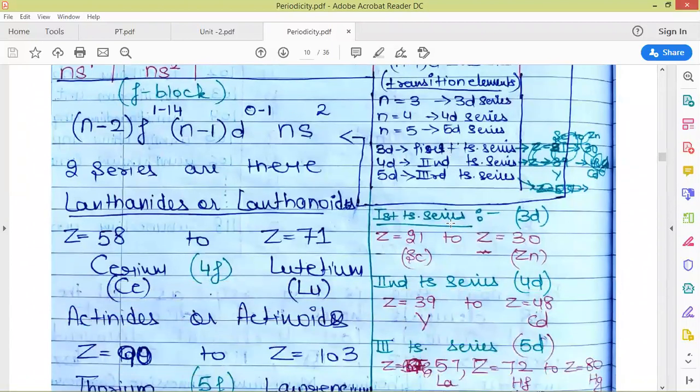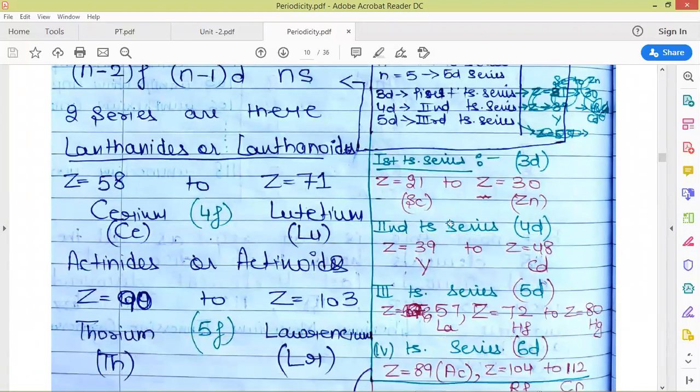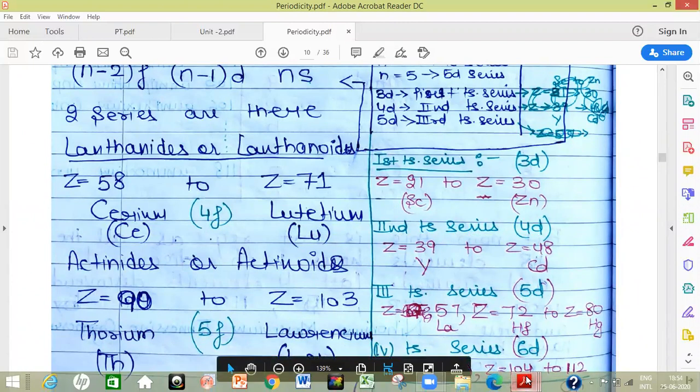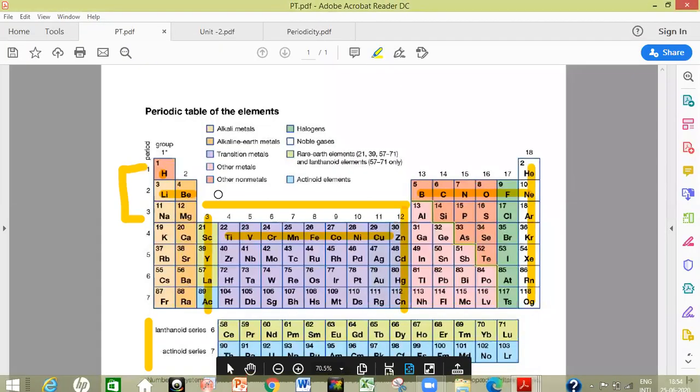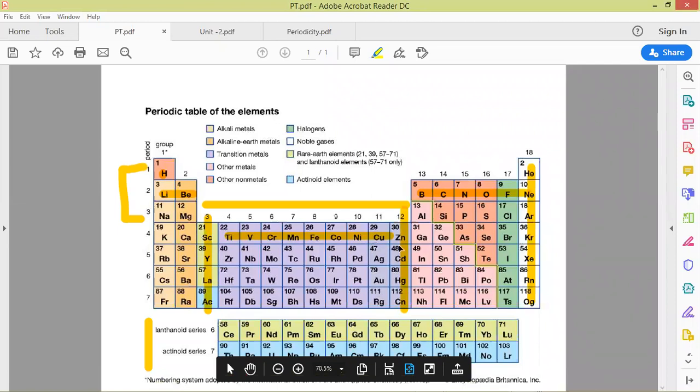The first transition series is called the 3d series, wherein atomic number varies from 21 to 30. That means scandium to zinc. The second transition series belongs to the fifth period. Here atomic number varies from 39 to 48. It starts with yttrium and it ends with cadmium.